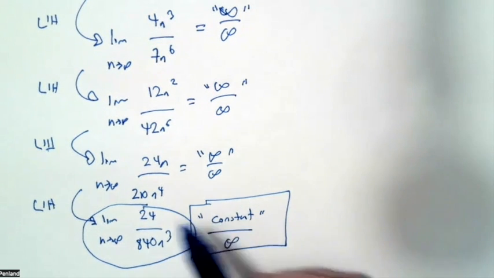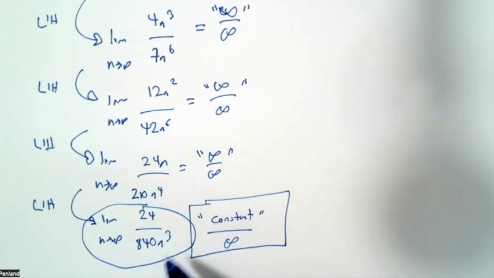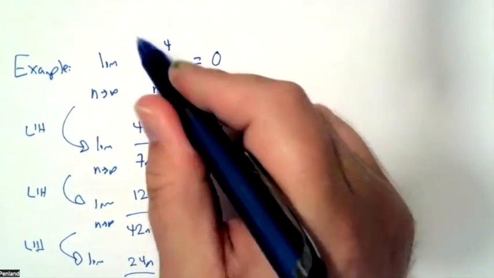So I have a constant here that is divided by something going to infinity. So I have 24 gallons of Kool-Aid, and I give them to 840 times n cubed guests. And I keep inviting more and more guests. Eventually there's no Kool-Aid to go around. So this limit is equal to 0.